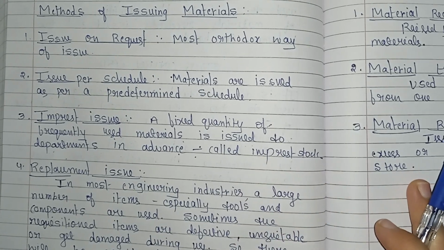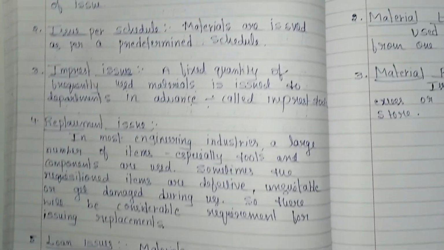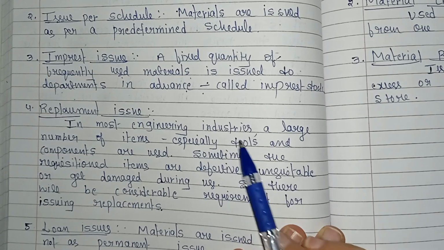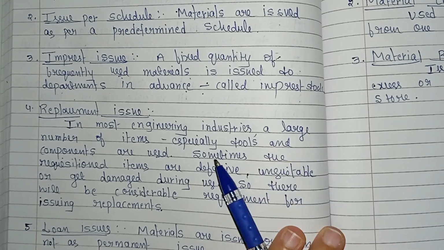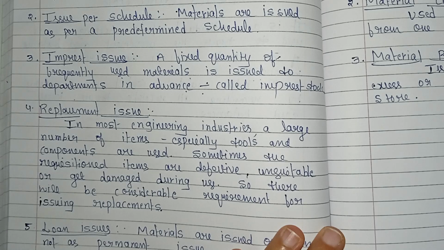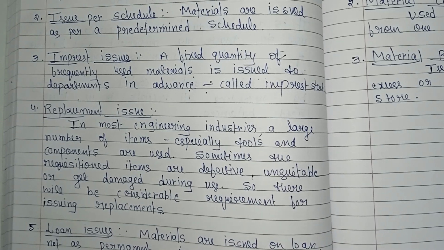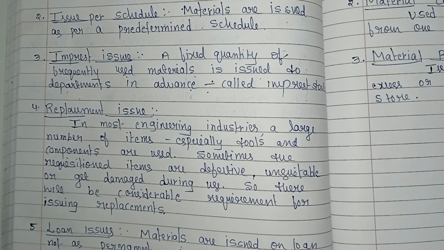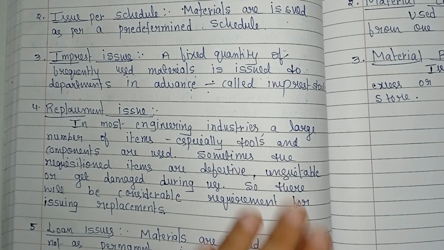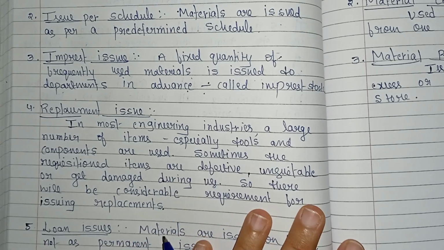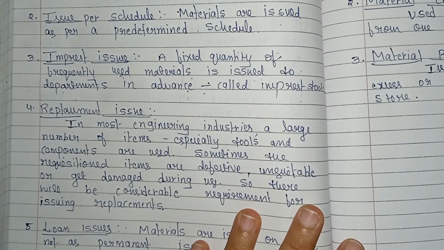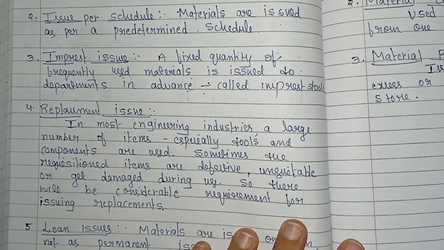The third one is impressed issue and the fourth one is replacement issue. In most engineering industries, a large number of items, especially tools and components, are frequently used. Sometimes the requisitioned items are defective, unsuitable or get damaged during use. So there will be a considerable requirement for issuing replacements.